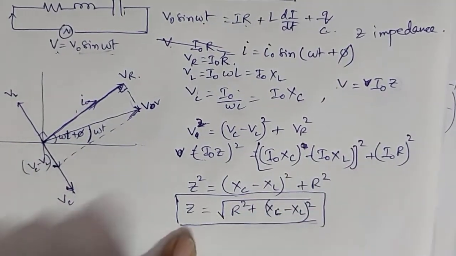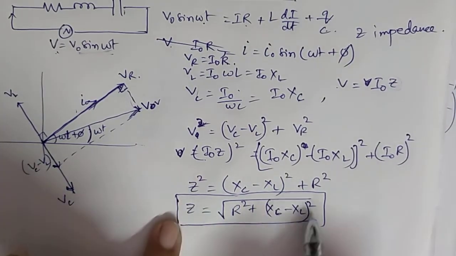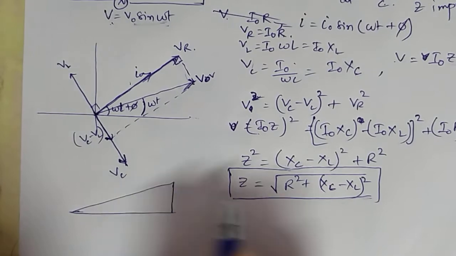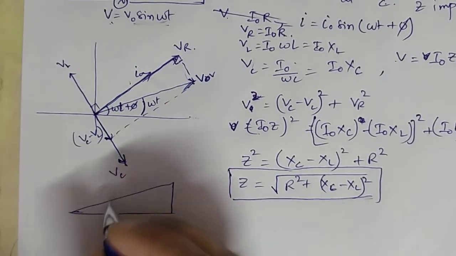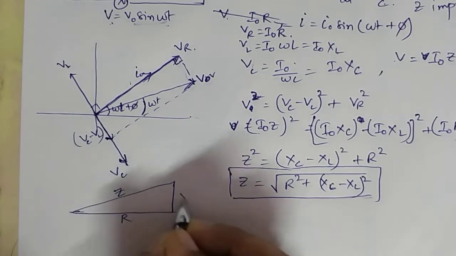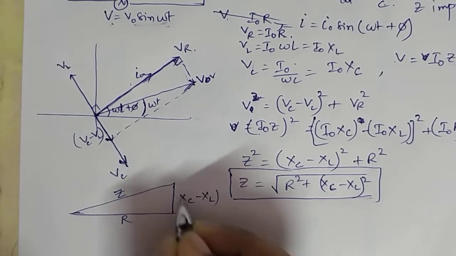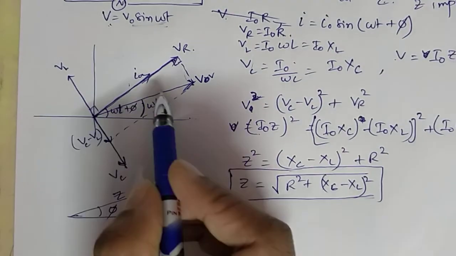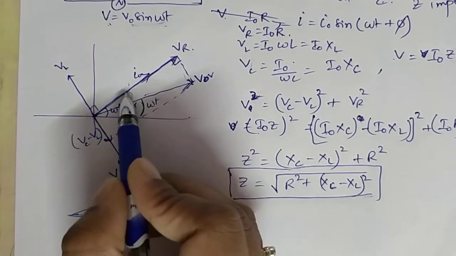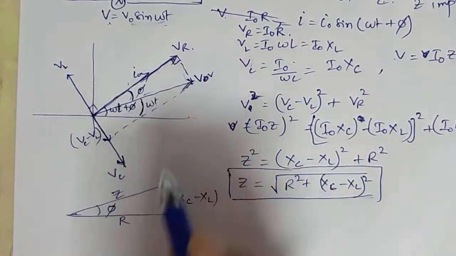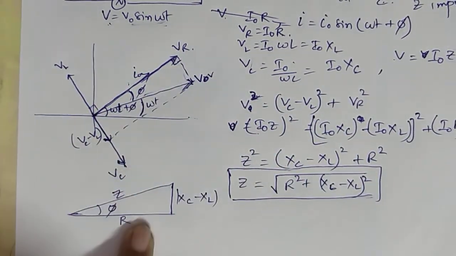Now this also tells us that it's like a right triangle. We can draw a right triangle with this expression of Pythagoras, where this will be Z and this will be your R, and this is XC minus XL. Okay, and this will be phi. Phi will give us a phase difference. If you see, this is the final resultant, this is the current, so this angle is phi.